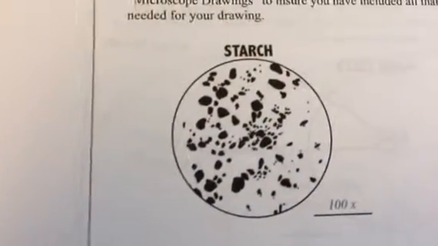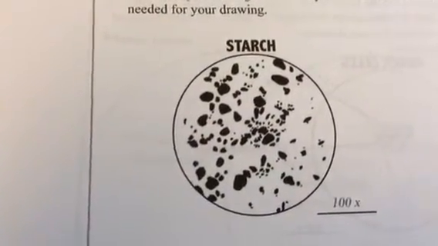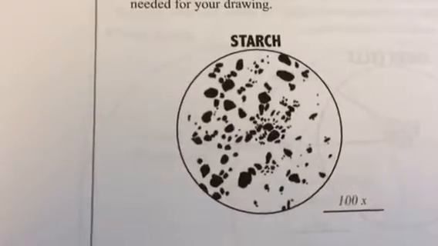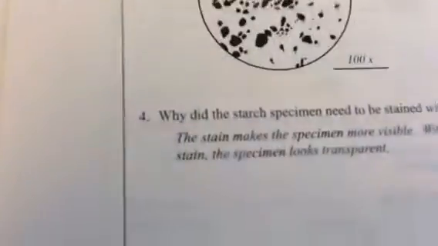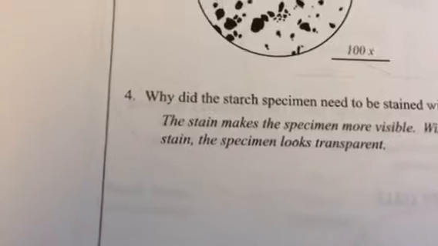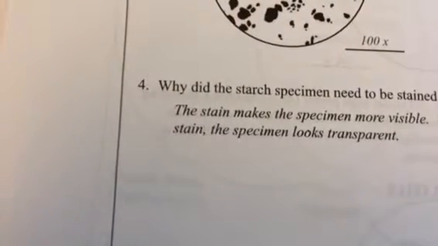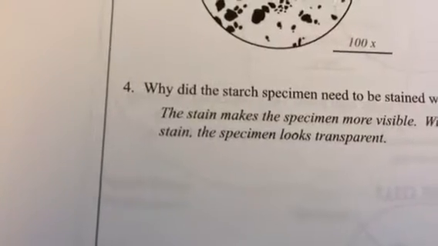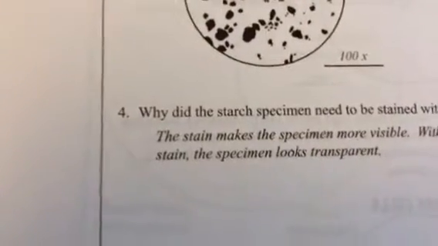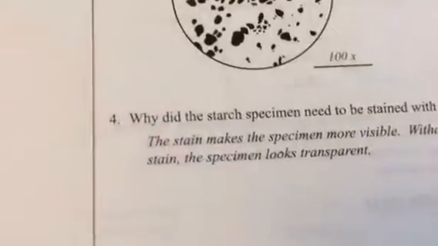On the top of page 28 in your book, it has the picture of the starch. Remember when we scraped the potato and got the starch out of the potato? We stained it. It says, why does it need to be stained? Again, stain makes the specimen appear, since it was a milky white or clear starchy substance. So without staining those little guys, it would have been very difficult to see.